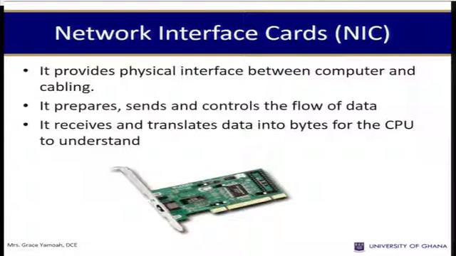Network hardware is what we call the network interface card, NIC, as shown there. It is a card always, now you can have a port for it on the motherboard, and it supports your computer system. Any computer system without a network interface card can never be used in networking. Take notes. It prepares, sends, and controls the flow of data. It receives and translates data into bytes for the CPU to understand. You know, computers deal with machine codes. So this is what it is explaining here.